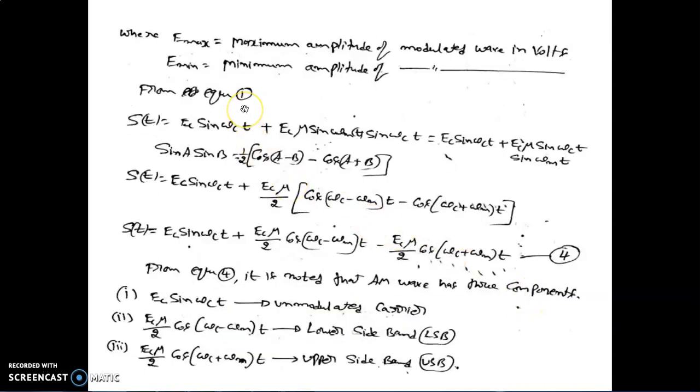Expanding equation 1, with further simplification, equation 4 is obtained. From this, it is observed that there are three components: the unmodulated carrier, which does not contain any information, this is the lower side band, and this is the upper side band. These side bands contain the information signal or information components.